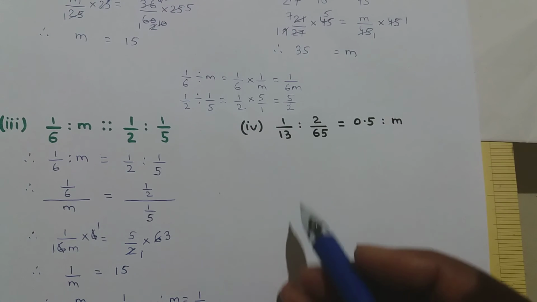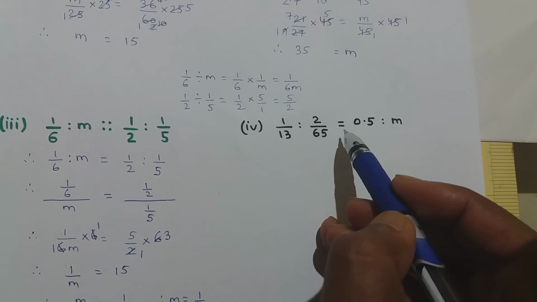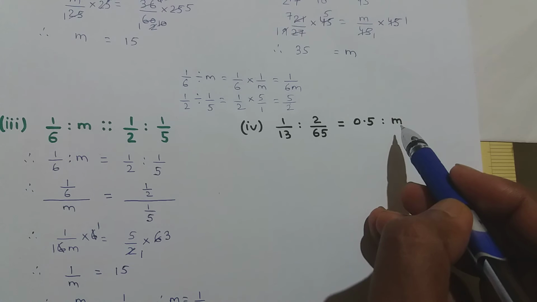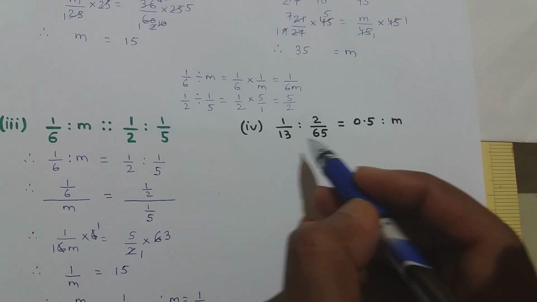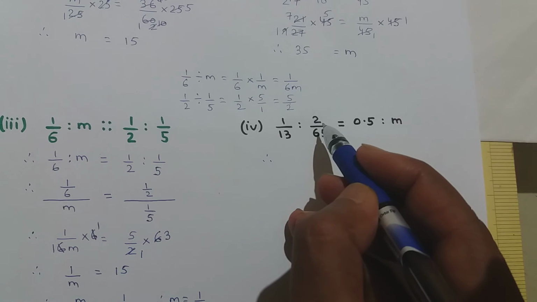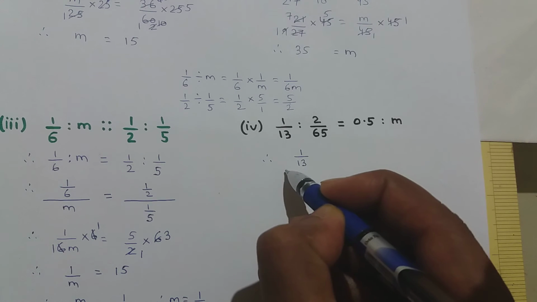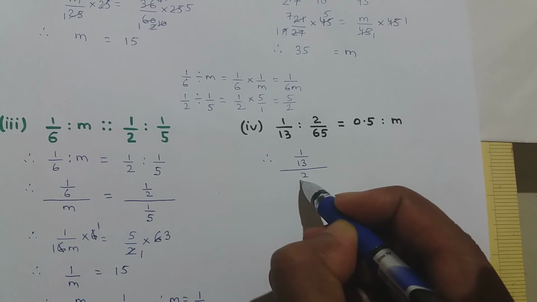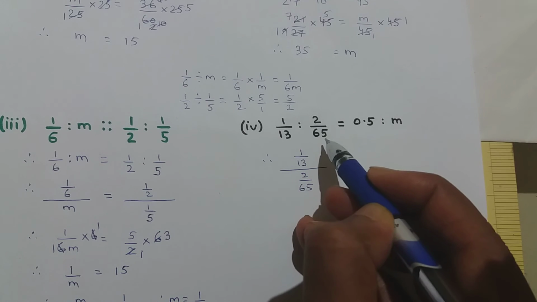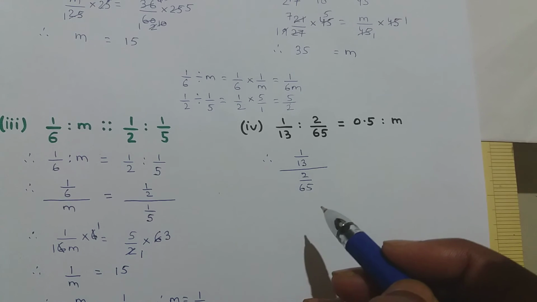Question number 4 says 1 upon 13 is to 2 upon 65, that is equal to 0.5 is to m, and from here we have to find what is the value of m. So let us solve question number 4. 1 upon 13 is to 2 upon 65 can be written as 1 upon 13 upon 2 upon 65.